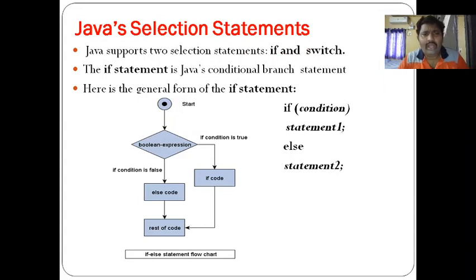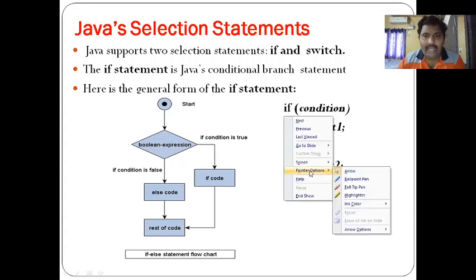First of all, we are going to discuss selection statements. In the Java programming language, we have if and switch. These are the two types of selection statements available to us. First, let us discuss if else. The program is started and we come here and evaluate an expression.